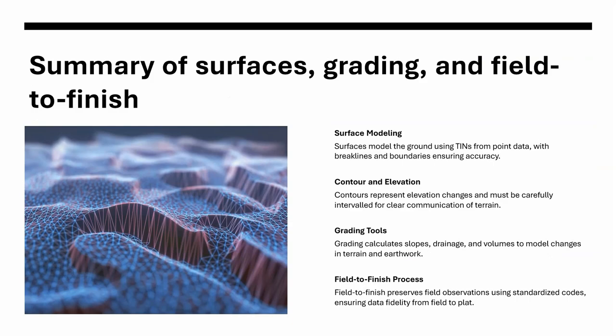So let me summarize this abridged lecture. A surface is a model of the ground, most often a TIN built from point data. Break lines and boundaries ensure fidelity. Contours communicate elevation, but intervals must be chosen wisely. Grading tools model change, calculate slopes, drainage, and volumes. Field to finish preserves evidence from observation to plat using standardized codes. And above all, fidelity to evidence is your responsibility.